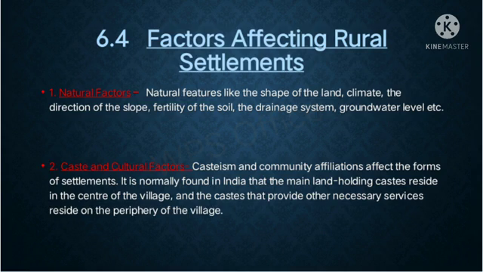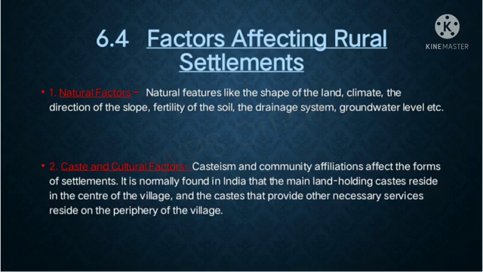Next is factors affecting rural settlements. So these are the factors which affect the rural settlements. First, natural factors. Natural features like the shape of the land, climate, the direction of the slope, fertility of the soil, the drainage system, groundwater level, etc.